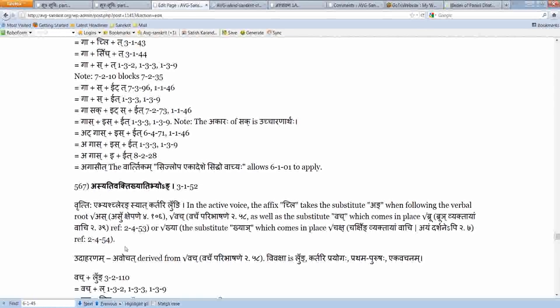So the sutram is Asyati Vyakti Khyati Bhyong. Asyati Vyakti Khyati Bhyong. Okay. Now, Ebhyash Chilehe Ang Syat Kartari Lungi. Okay. In the active voice, the affix Chili, instead of taking Chile Sich, takes Ang. This is the easiest form of Lung, really.